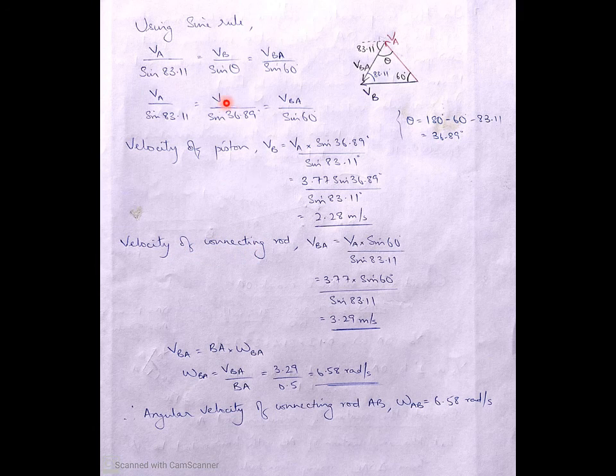Now, the velocity of connecting rod BA. Velocity of BA equals VA into sine 60 divided by sine 83.11. You will get it as 3.29 meters per second. We have also been asked to find the angular velocity of the connecting rod. The relation between linear velocity and angular velocity is VBA equals BA into omega, like V equals R omega. So omega BA equals velocity of BA divided by BA. All these values are known to you. Just substitute, and you get the angular velocity as 6.58 radians per second.